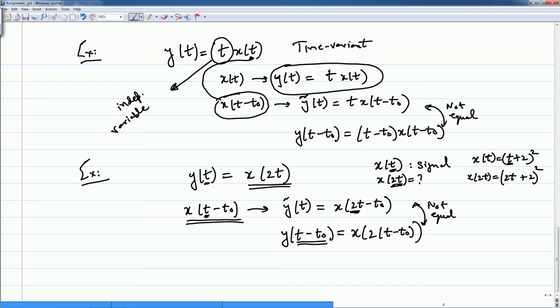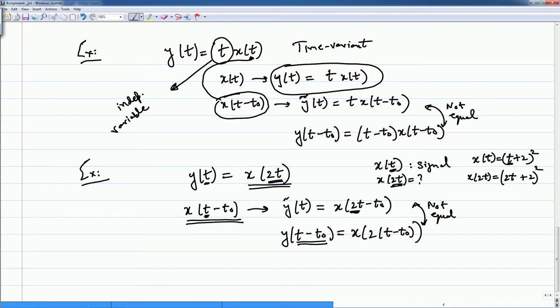So, once again, this is another useful hint to have. If you have constants multiplying the input variable, the independent variable, inside an argument, it's not going to be time invariant. So, the only trick here is the definition of functions, independent variable, dependent variable.